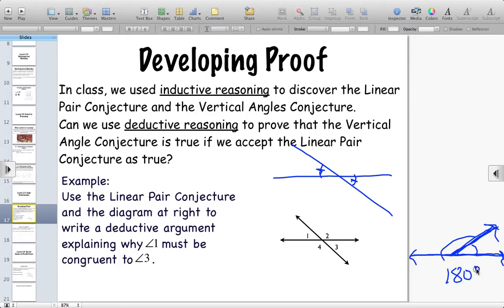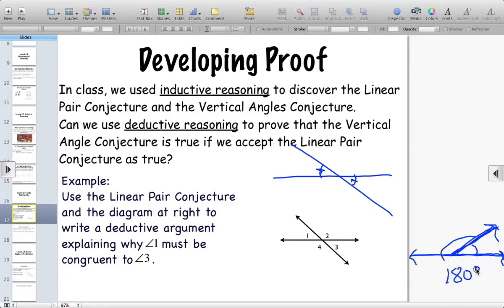So what's the point of that? All right, we have these two conjectures. What am I going to do with that? Well, the idea is that we've used inductive reasoning to discover these two conjectures, and now we are going to use deductive reasoning to make some proofs, to determine some answers and things like that.